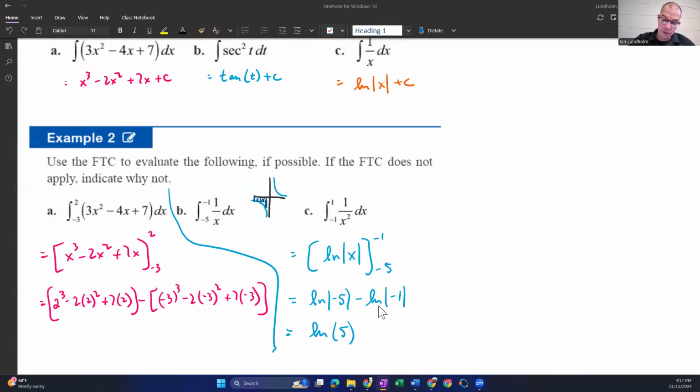Oh, and I did that backwards. That's why it's turning out to be positive. My bad. I need to put the top boundary in first. Yikes. Okay. So my bad on that one. Here we've got 0 minus the natural log of 5. So it's just the natural log of 5.